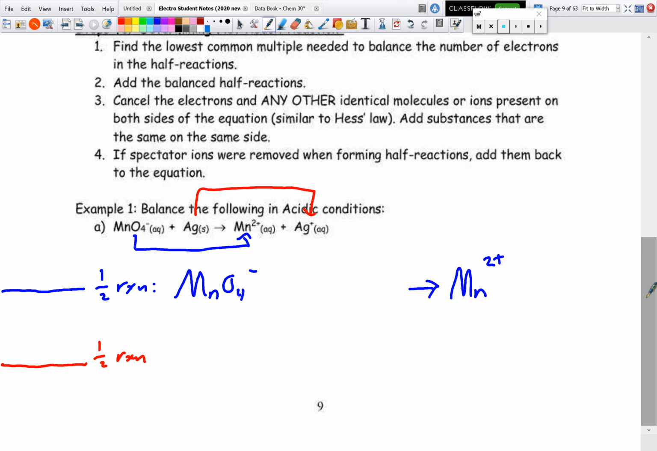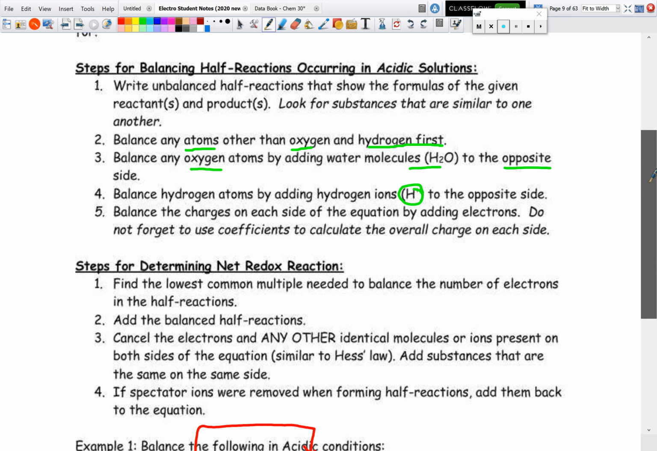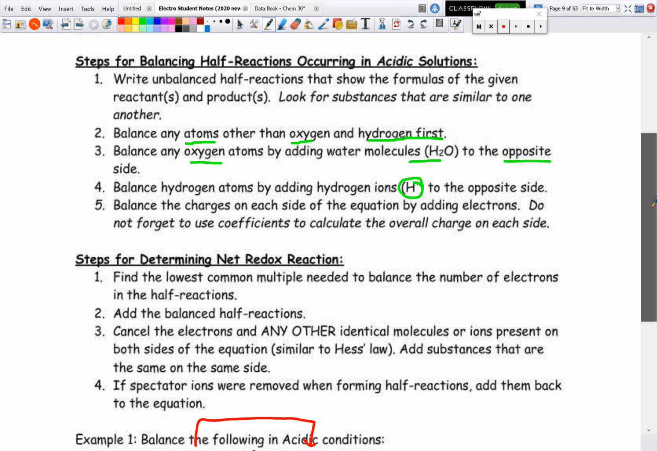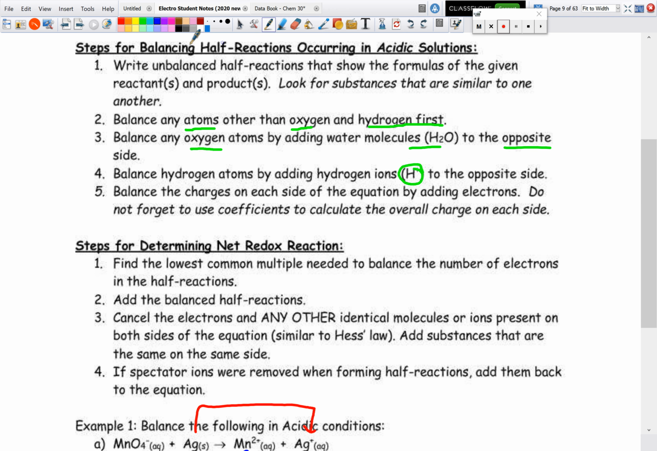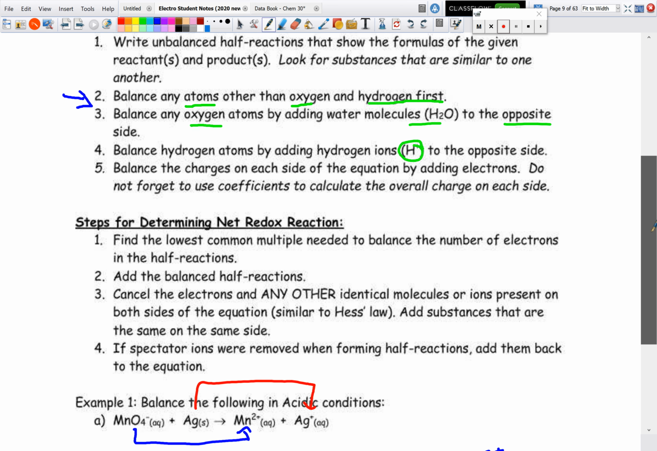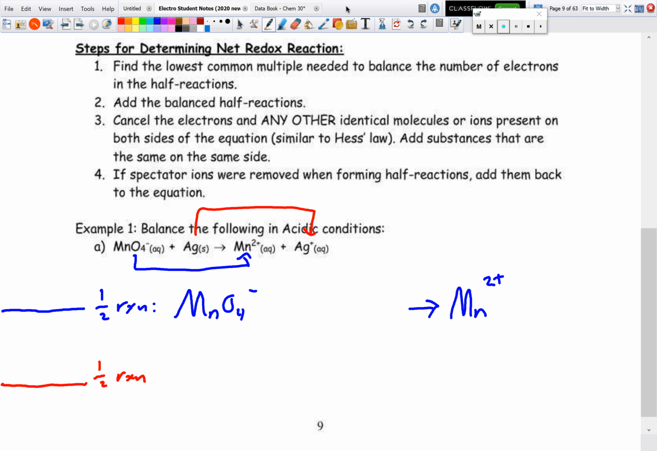So our first step is to write out the unbalanced half reaction. In this case I'm just going to deal with the permanganate one first. So this is our unbalanced half reaction: MnO4 minus going to Mn2 plus. After we write out our unbalanced half reaction, the next step is to balance any atoms other than oxygen and hydrogen first. So we have to look at the manganese. In our example, we can tell that we have one manganese on each side. So that step is balanced.